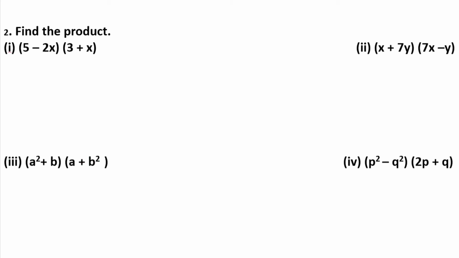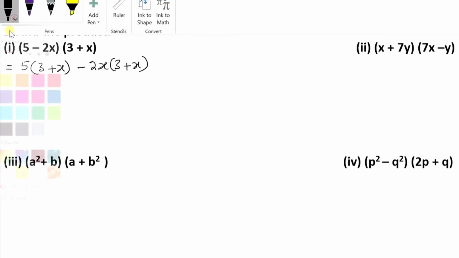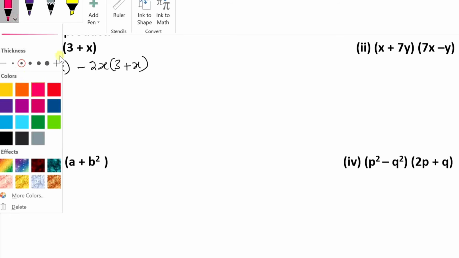Now second main in this, find the product. In all these cases, you are finding the product of two binomials. You need to follow the same procedure. Procedure is the same for all the problems. Only thing is the variables and numbers are different. So it is 5 minus 2x into 3 plus x. So this is again the product of a monomial and a binomial.